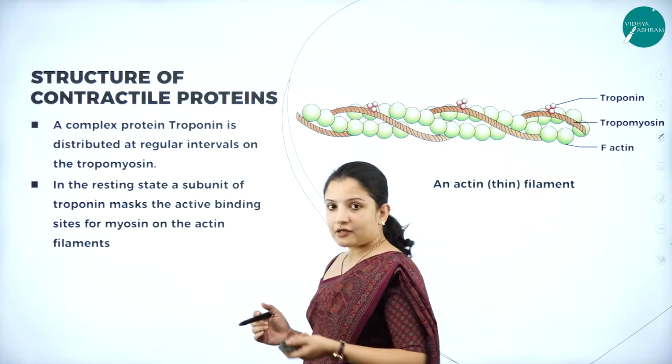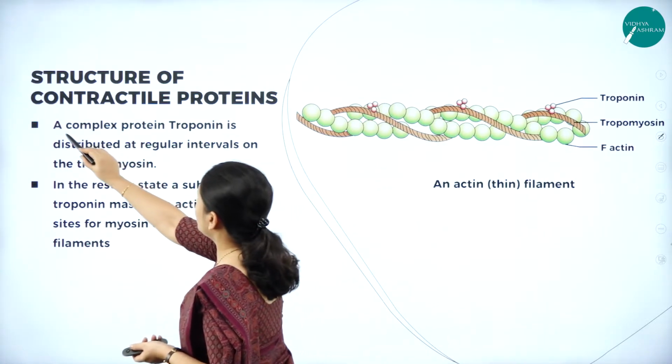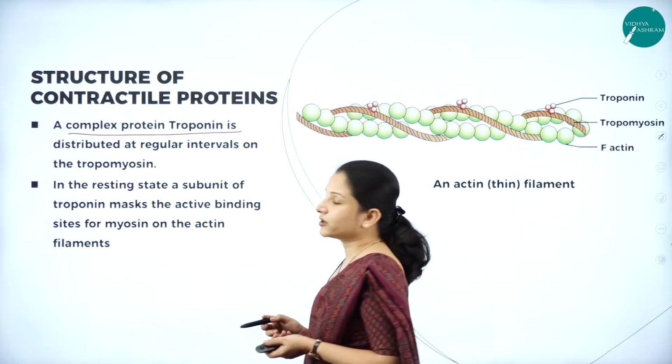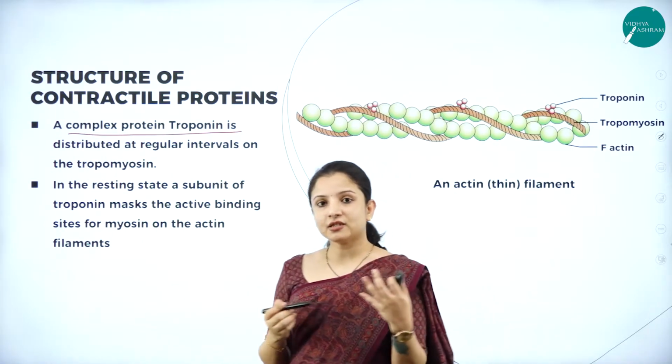Next, apart from tropomyosin, there is a complex protein which is called troponin, and it is not present everywhere.